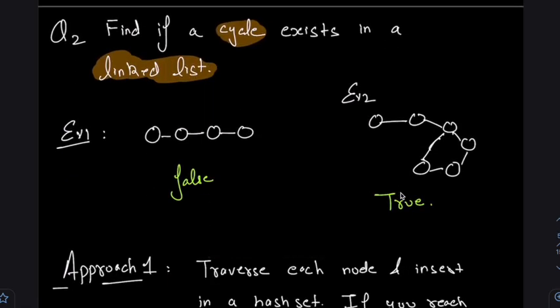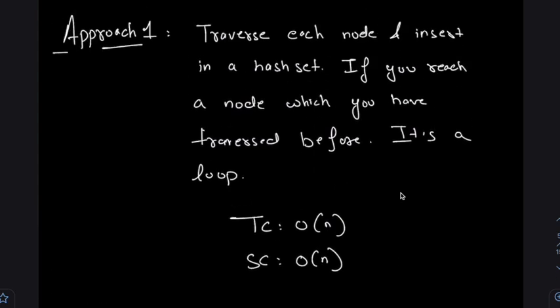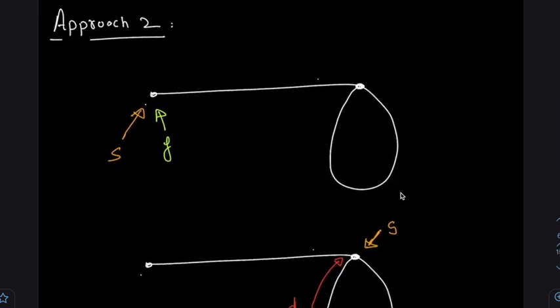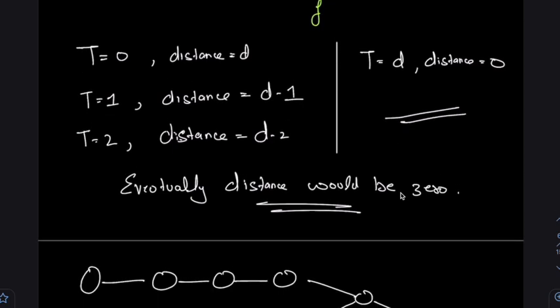Now, the second question that we did that day: find if a cycle exists in a linked list. There was a simple concept using a hash set. If you just traverse the linked list and find the same node again, that's a circle, that's a loop. But there was a different logic, again using a slow and fast pointer.